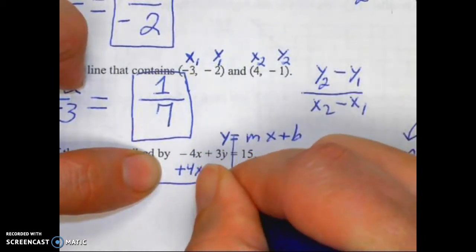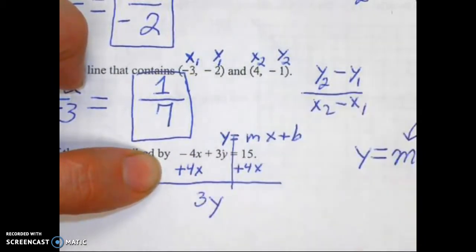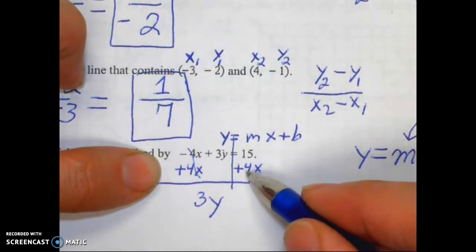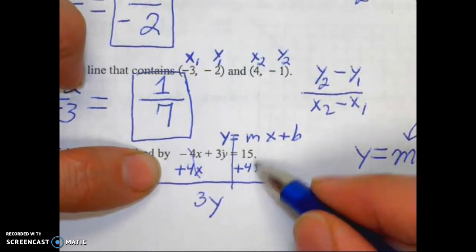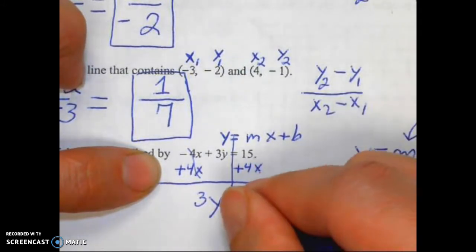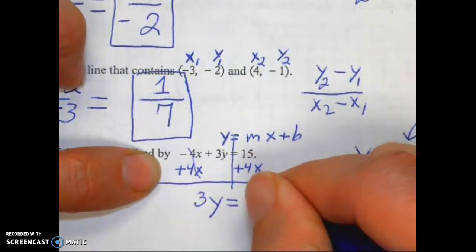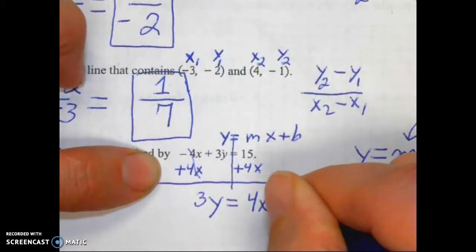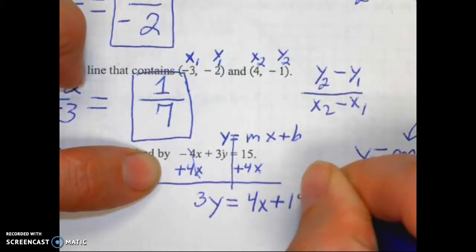Drop down the 3y. He cancels out. Do not add these. This is an x, right? This is a coefficient with a variable. This is a plain 15. So I'm just going to put my equal sign, drop down the 4x. I do not add it. That's a positive 15, go plus 15.